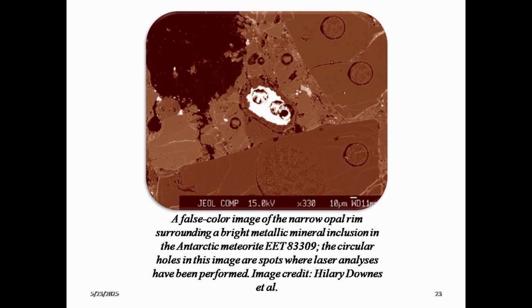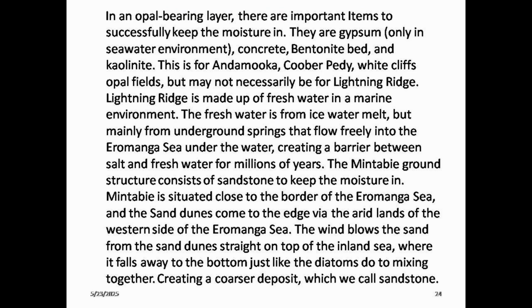A false color image of the narrow opal rim surrounding a bright metallic mineral inclusion in the Antarctic meteorite, EET 83309. The circular holes in this image are spots where laser analyses have been performed. Image credit: Hilary Downs et al. In an opal-bearing layer, there are important items to successfully keep the moisture in.